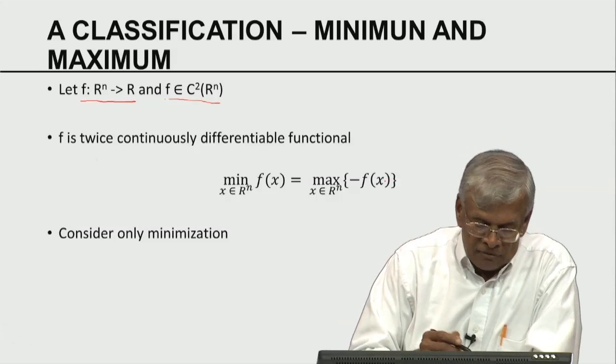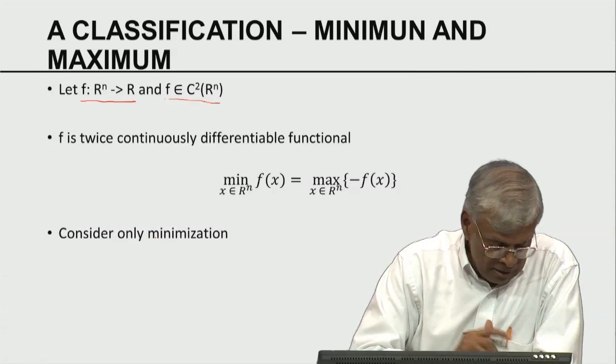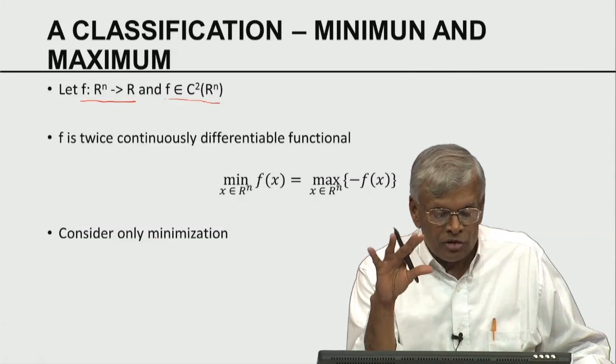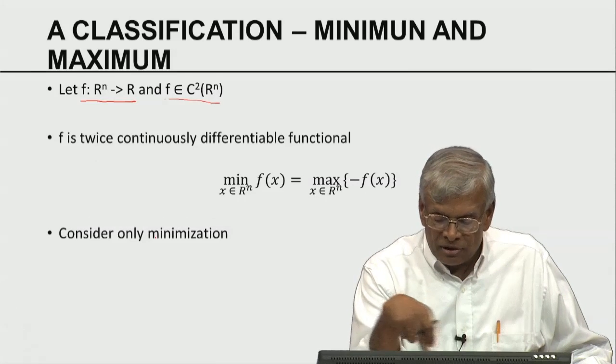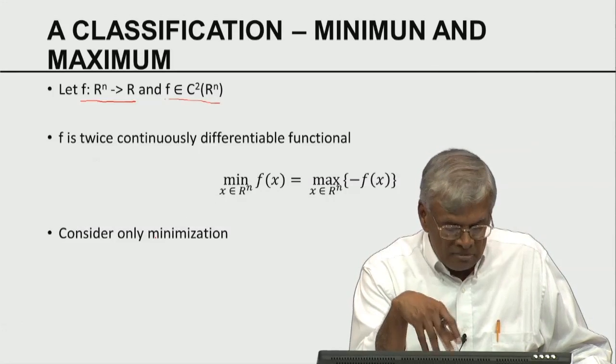Without loss of generality, we will consider minimization. So that is the general idea in the start that we need to understand. So you don't have to do maximization and minimization separately because of this intrinsic relation between maximum and minimum. It is sufficient either to do maximum or minimum. We will do minimum.